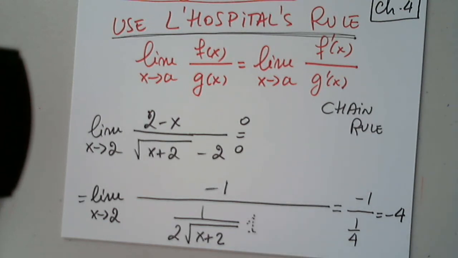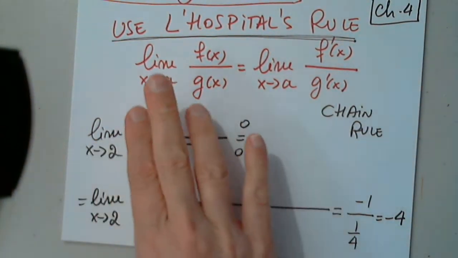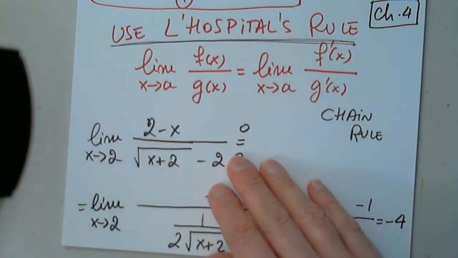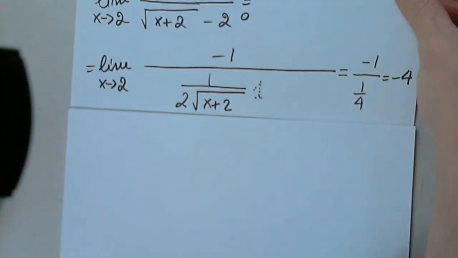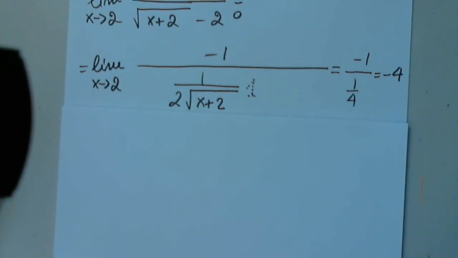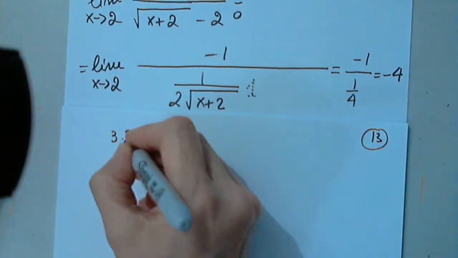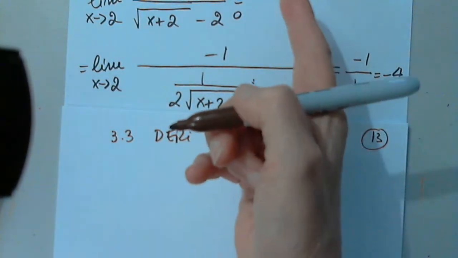I couldn't show you this and you couldn't use it for test 1, but we will be able to use it for test 2, 3, 4, and the final. But remember 3 conditions: limit, ratio, and 0 over 0. Okay, good. Moving on to 3.3, derivatives of trig functions. You'll see why I needed that.